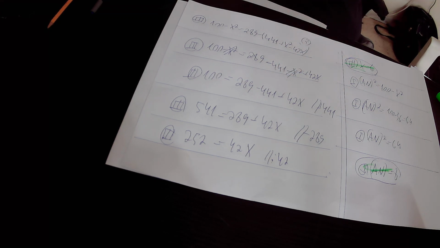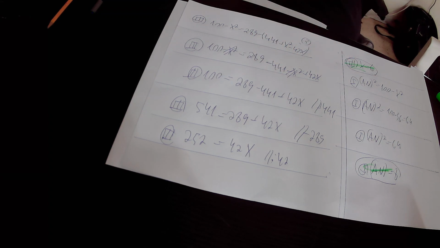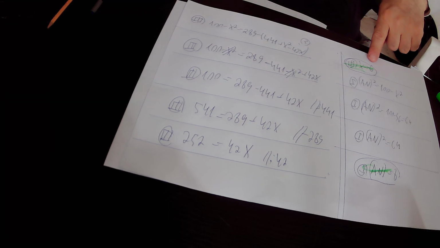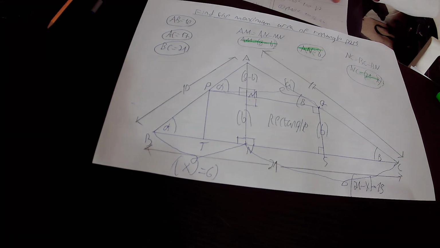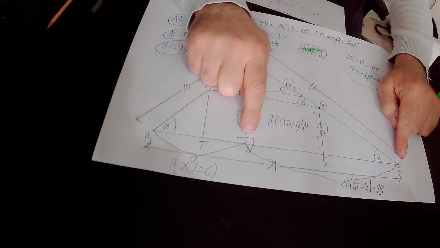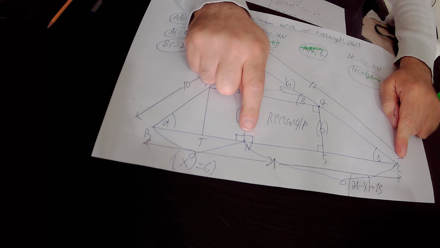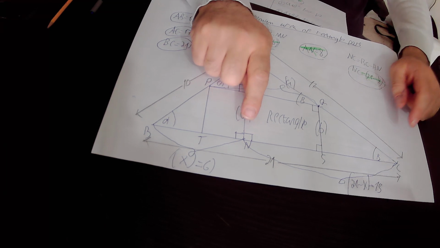Here we divided this equation 3 by 42, and finally found out that x equals 252 over 42. So x equals 6 units in length. So this line BN is equal to x, which is 6, and this line NC is equal to 21 minus x, that is to say 21 minus 6, that is 15.